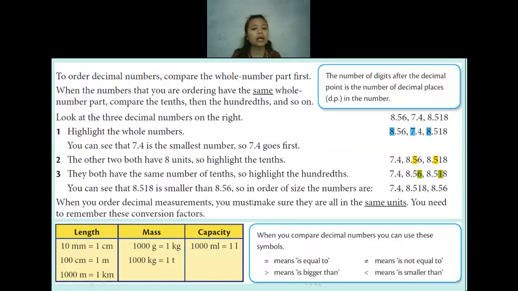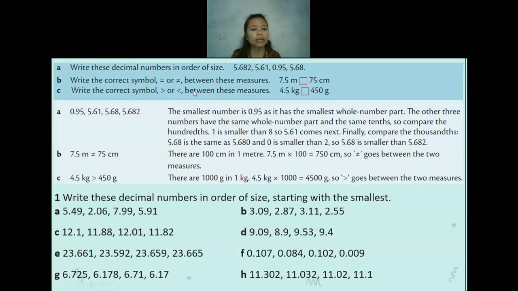Here, we have some worked examples. Write these decimals in order of size.